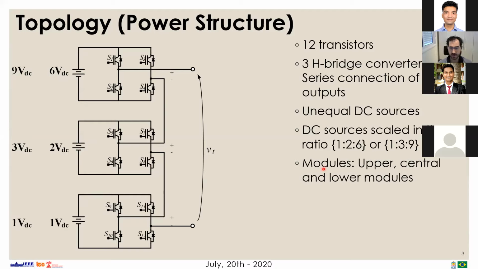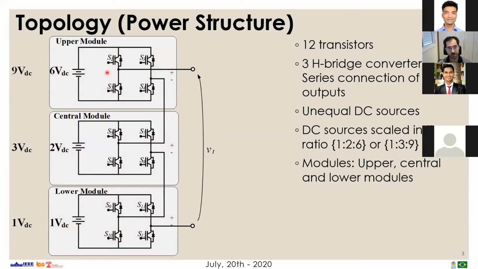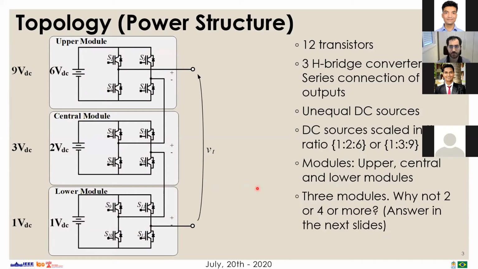Another observation is that we can define modules. So you can say upper module for the top H-bridge converter. We can define a central module and lower module. This makes it easier to talk about the topology. And we have 3 modules. A common question that arises frequently is why not use 2 modules only, or 4 modules or more? So the asymmetric multilevel inverter has 3 modules, and why not use 4 and more? I'll try to answer it in a next slide.